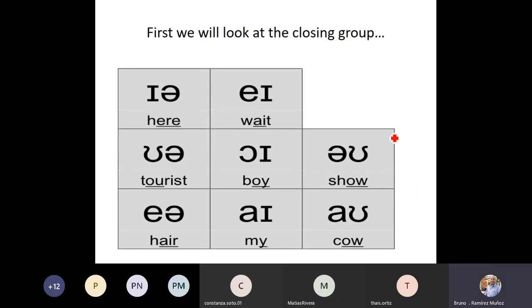Okay, so we will look at the closing grip. Any idea why we're talking about the closing grip? Any idea? No idea? We're talking about the closing grip.